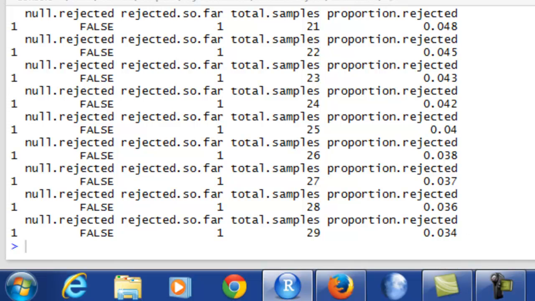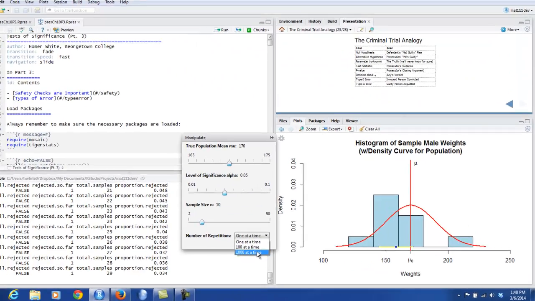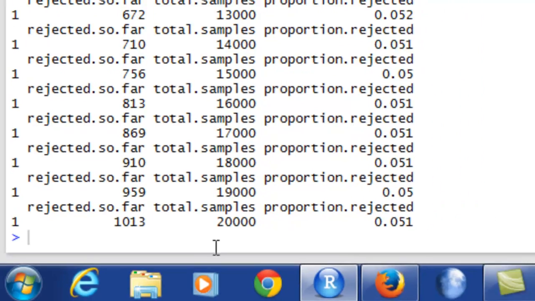Let's try it a whole lot more times. Instead of just going one at a time, why don't we go 1,000 at a time? And at the end of my 20,000 samples, I committed a type 1 error 1,013 times. That's an error rate of 5.1%.